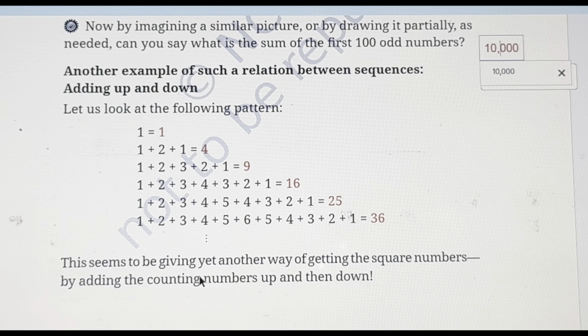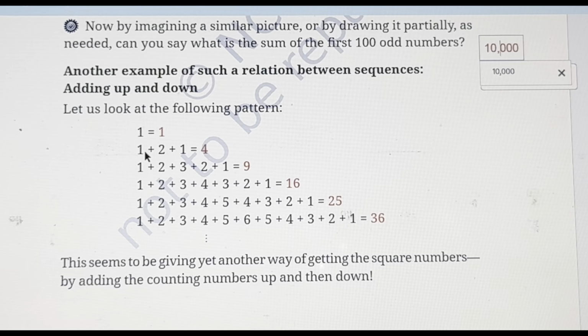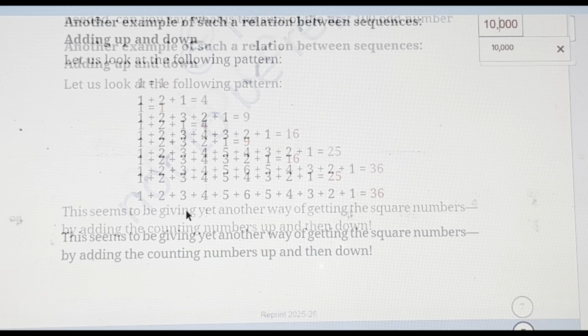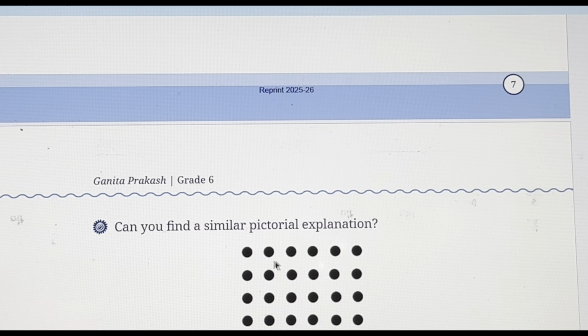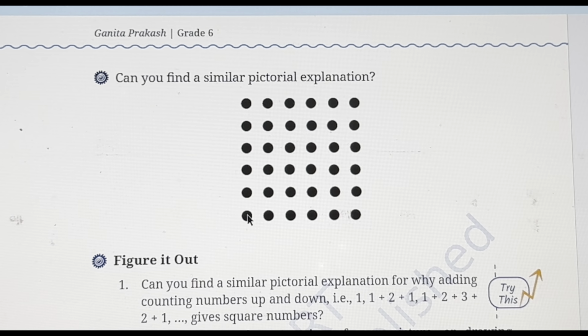Now this seems to be giving yet another way of getting the square numbers by adding the counting numbers up and down. I hope you have understood the meaning of adding it up and down. Adding it up and down means first you are adding 1 plus 2 and then coming back to 1, right? So just see this picture and try to understand this going up and down.